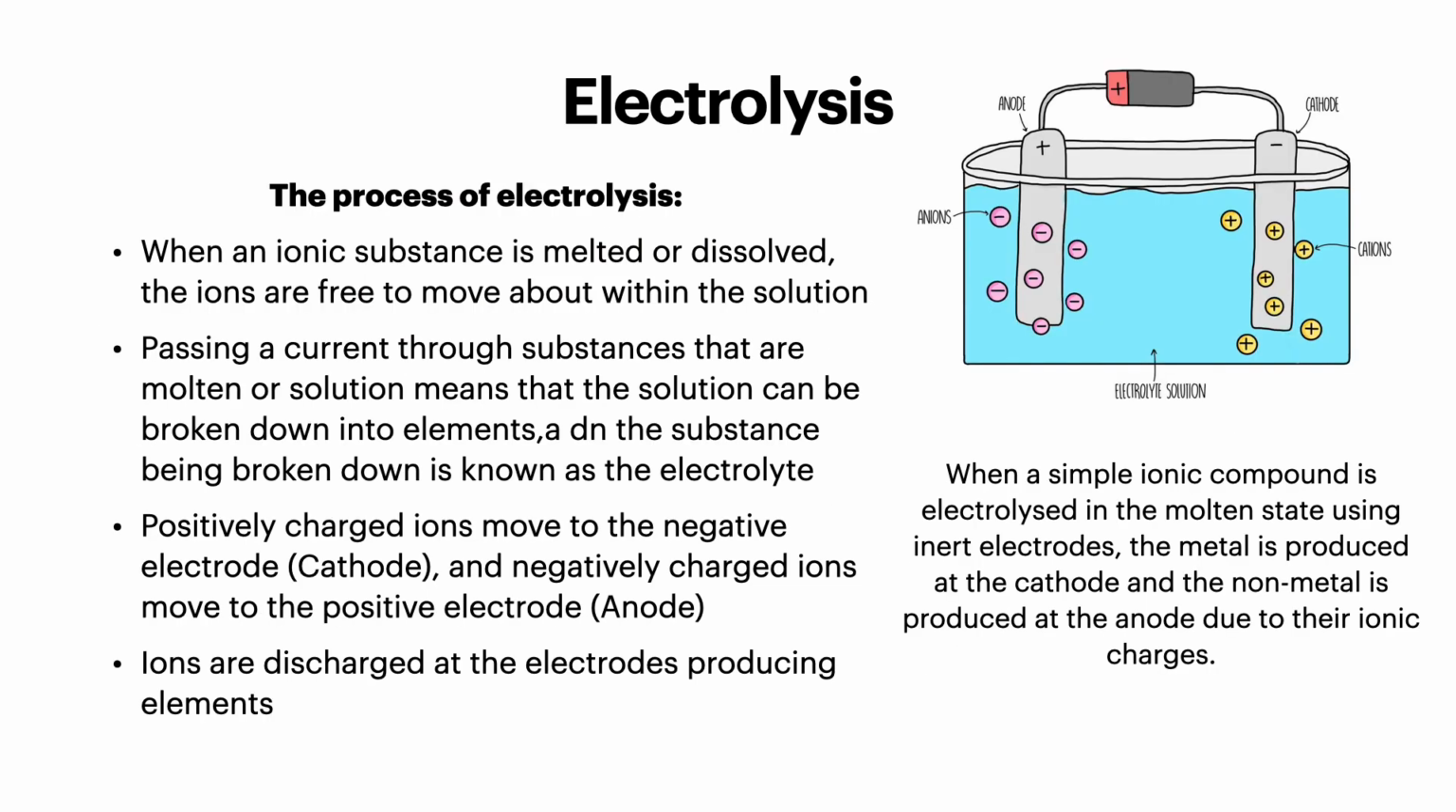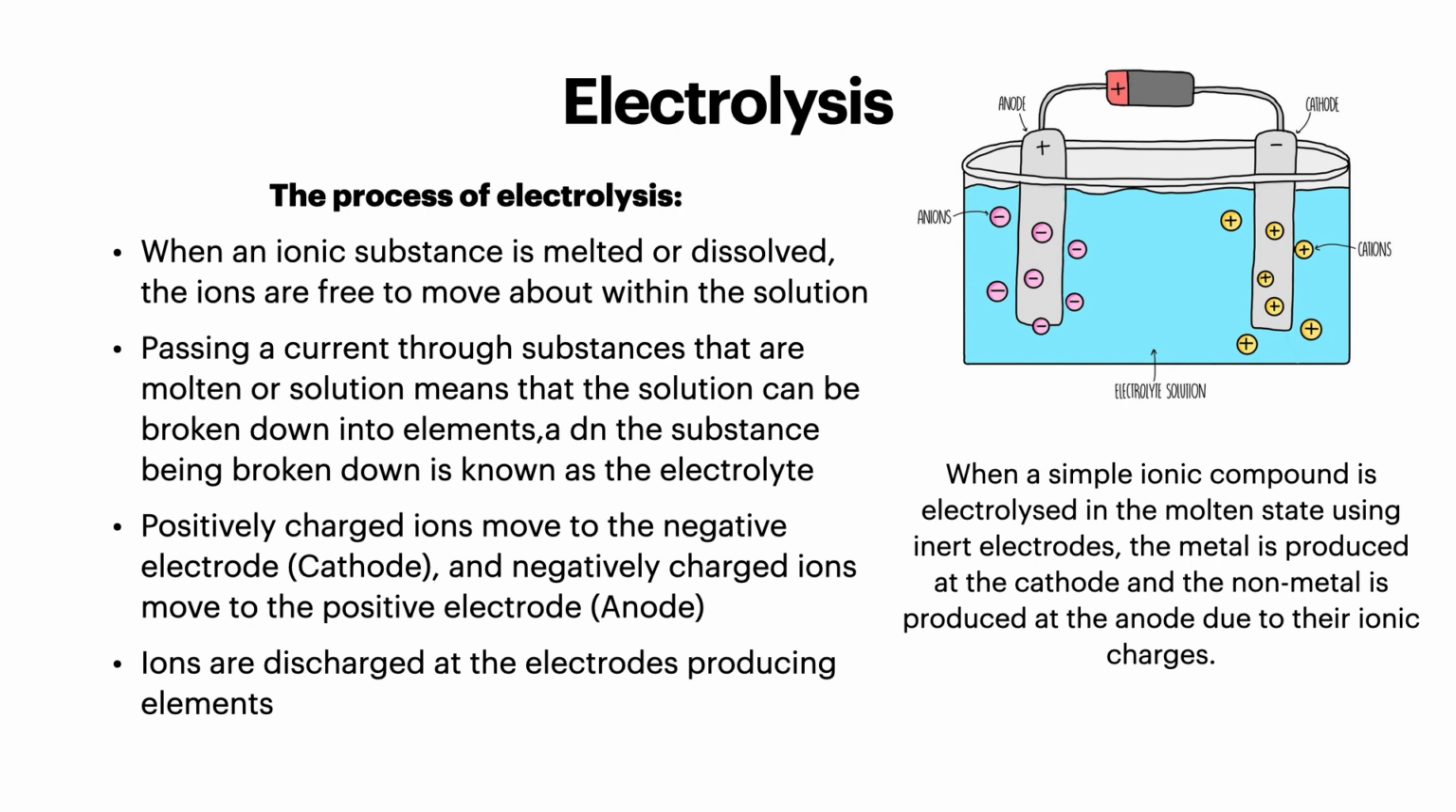Then we have electrolysis. The process of electrolysis is when an ionic substance is melted or dissolved. The ions are free to move about within the solution. Passing a current through substances that are molten or in solution means that the substance can be broken down into elements. Oh my god, that's a terrible spelling error. That's meant to say and. The substance being broken down is known as the electrolyte.